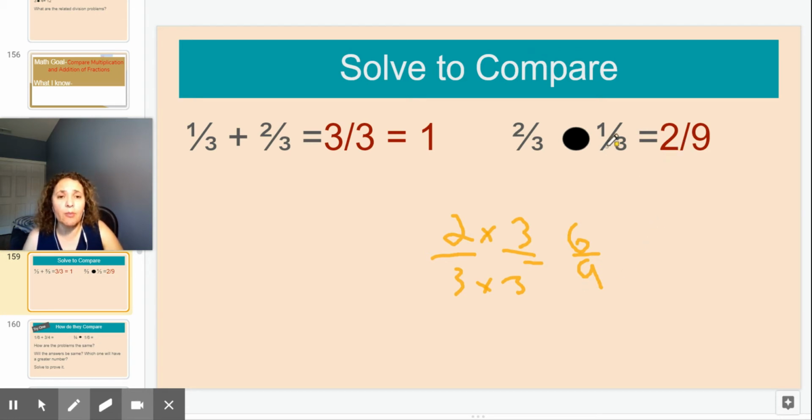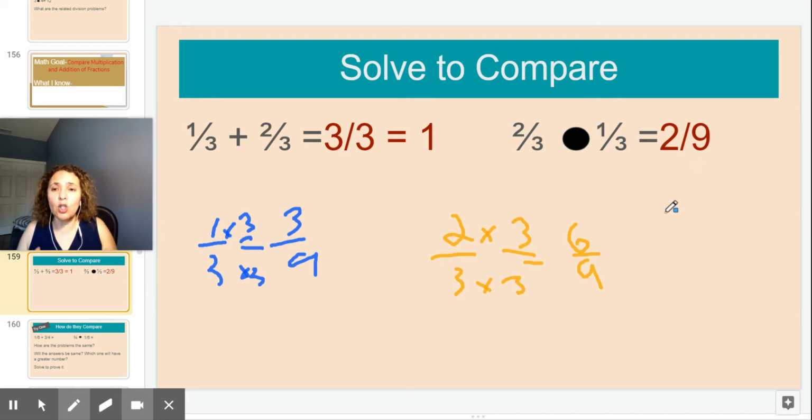And I can do the same thing for my 1/3. So I'm going to do an equivalent fraction for 1/3. I know I want to make ninths. 3 times what is 9? 3. So if I multiply that by 3, you've got to multiply that by 3. And that's going to give me 3/9. So 3/9 is bigger than 2/9.